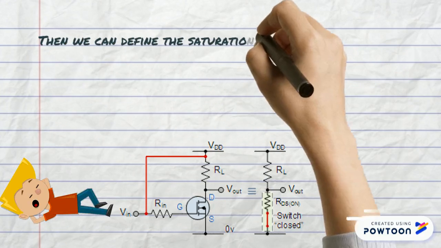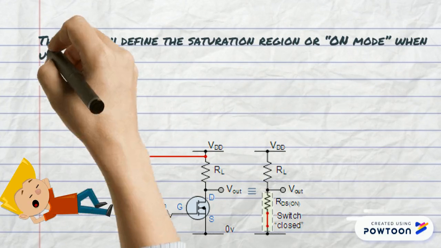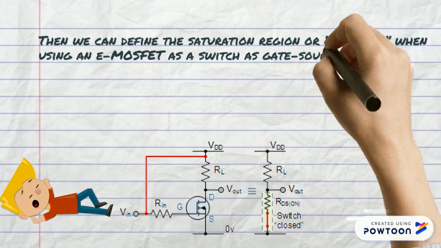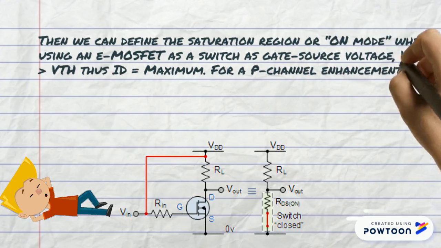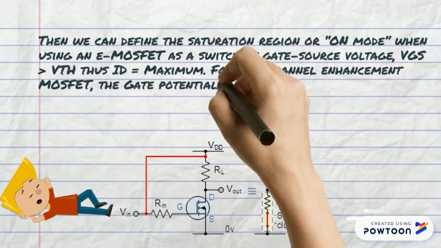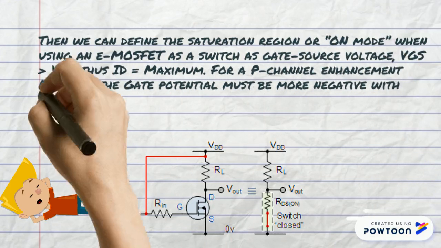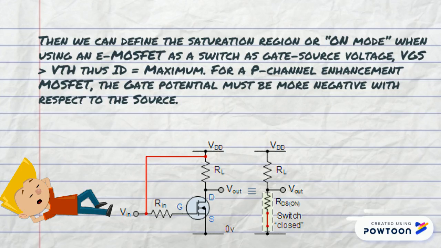Then we can define the saturation region or on mode when using an E-MOSFET as a switch. VGS is larger than VTH, thus ID is equal to maximum. For a P-channel enhancement MOSFET, the gate potential must be more negative with respect to the source.